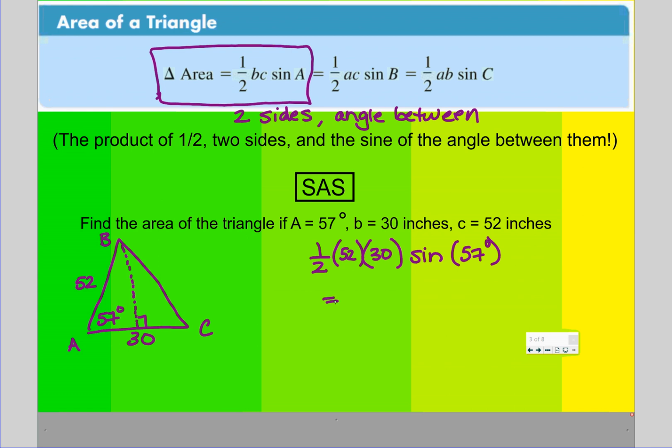Type the whole thing in your calculator and you are done. 0.5 times 52 times 30 times sine 57. As long as you are in degree mode, you should get 654.16, and this is an area, so we're going to label it square inches in this case. Okay. Questions on that formula? Nope. Okay, moving on.